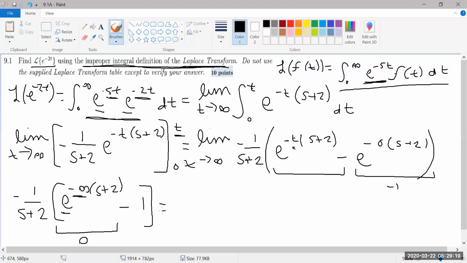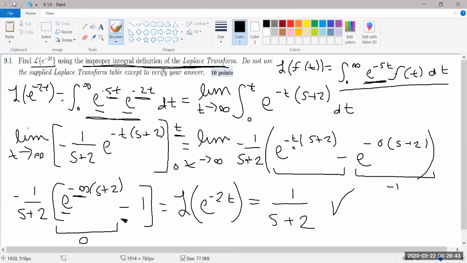So what we really have is that the Laplace transform of e to the negative 2t equals 1, and then distributing this negative here, 1 over (s plus 2). And if you want to check your table, you will see that that is correct. So that is how you use the improper integral format to solve a Laplace transform. And I hope that helped. Let me know if you have any questions.